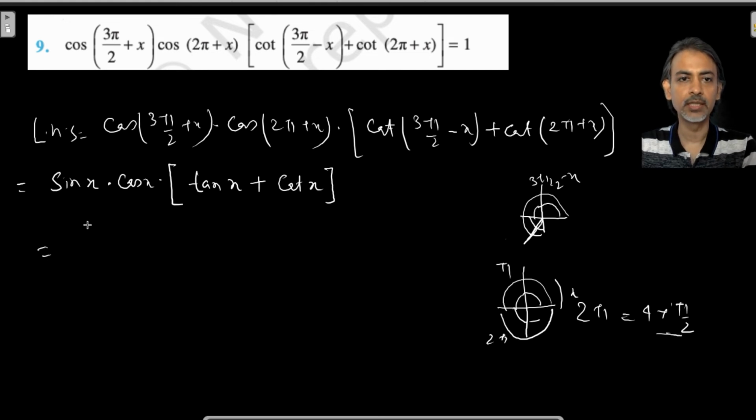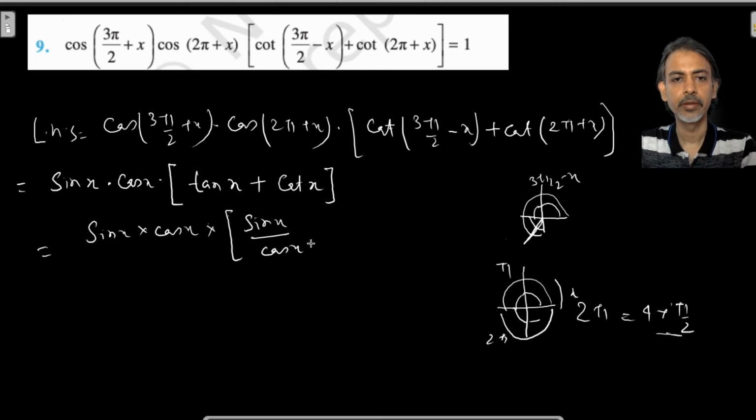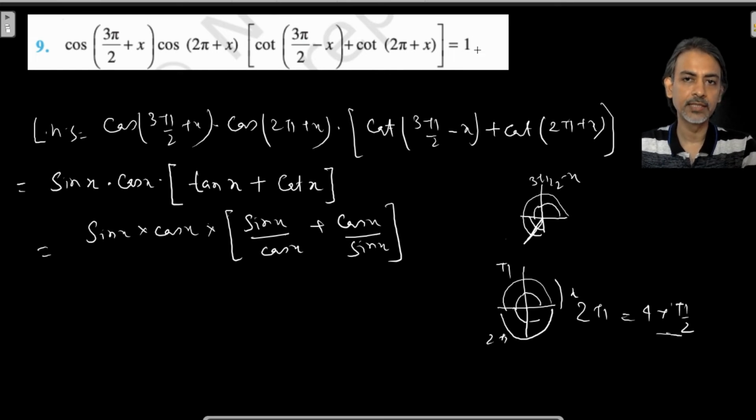Now look at this. This is sin x into cos x, and this is tan x, which can be written as sin x by cos x, and cot x can be written as cos x by sin x. Alright. Why did we do it? Because we were saying this and we have to cancel it out, and on the right hand side we are just seeing something like 1. So we know that this will cancel out. So that is why we reduced tan x to sin x by cos x, and cot x to cos x by sin x.